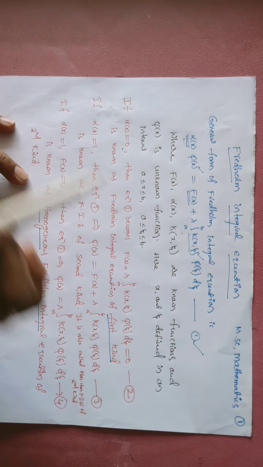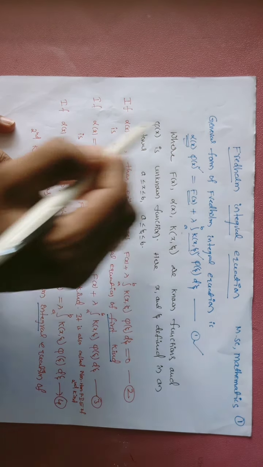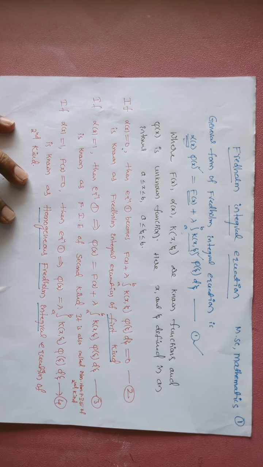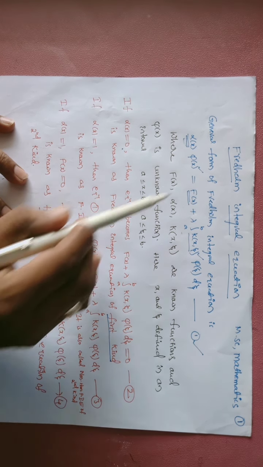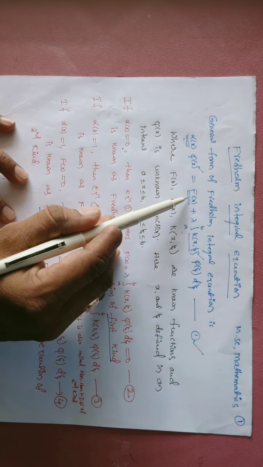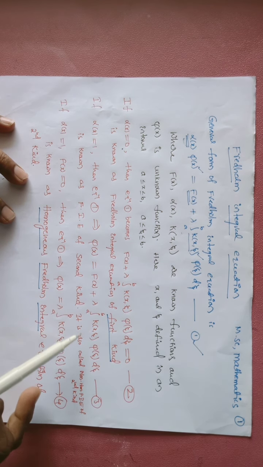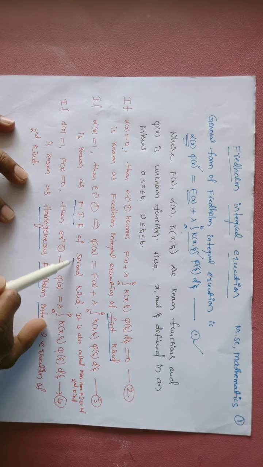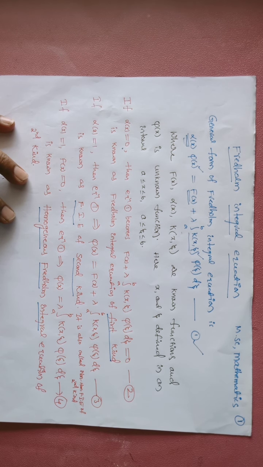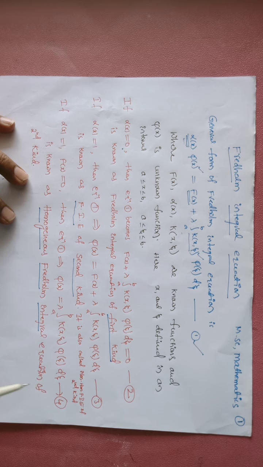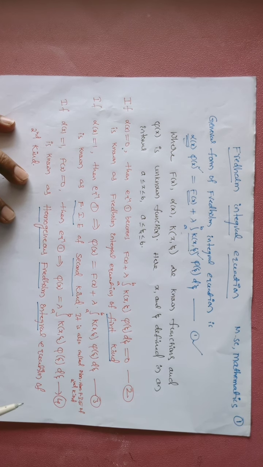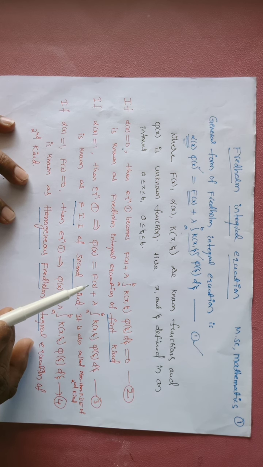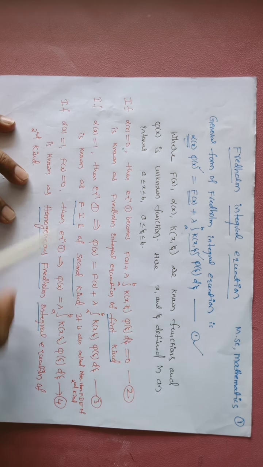Then if we take alpha(x) equal to 1, this equation becomes 1 times phi(x) is equal to f(x) plus lambda times the integral from a to b of k(x, xi) phi(xi) d xi. This is known as Fredholm integral equation of the second kind. It is also called a non-homogeneous Fredholm integral equation when f(x) is not equal to 0. Then we call it a non-homogeneous Fredholm integral equation.